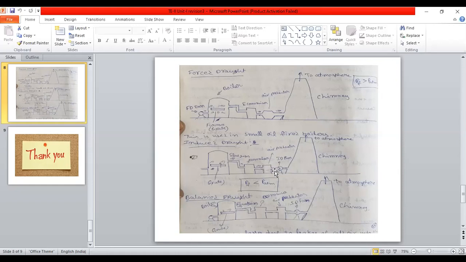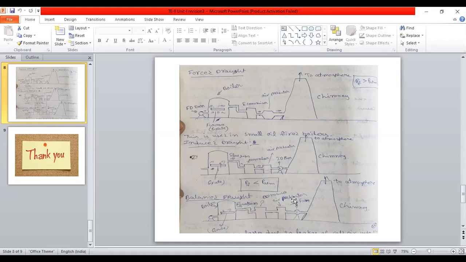Here the function of the induced fan is to suck the hot gases developed in the combustion and send them to the chimney. It sucks from the combustion furnace and sends the gases to the atmosphere. Therefore, here the furnace pressure is less than the atmospheric pressure, so it is called negative draught. Forced draught is positive, induced draught is negative.